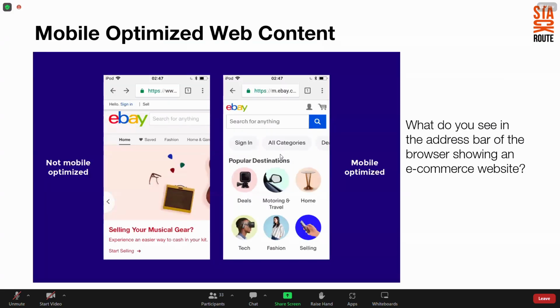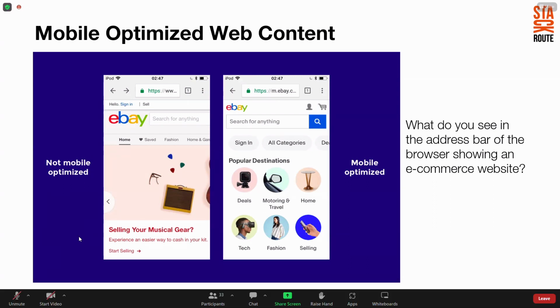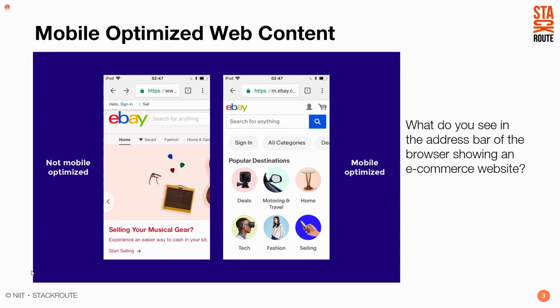Sometimes have you noticed the URL of an application on your desktop as well as on your mobile? This happened some 5-6 years back. Have you observed the address bar of the browser when we are on an e-commerce website? One is the regular URL. The other one is prefixed with M, which means it is optimized for mobile devices. I'm not talking about now, I'm talking about some 5-6 years back.